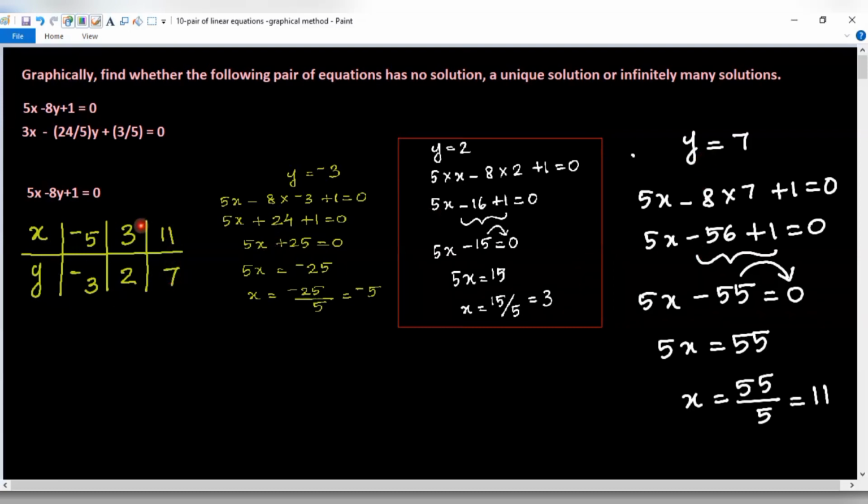Thus we got 3 pairs. So we have to plot minus 5 comma minus 3 on graph paper, then 3 comma 2, then 11 comma 7 to get this line. Okay. Next we have to find out the coordinates for the next given equation.